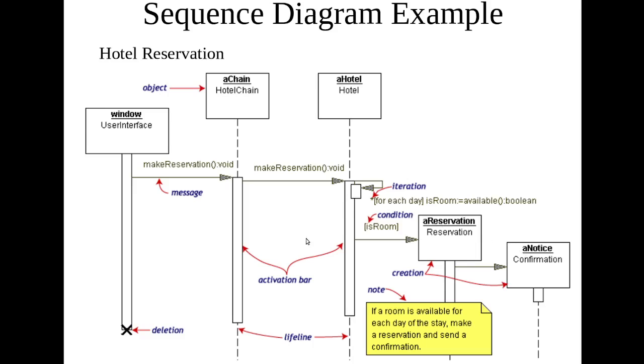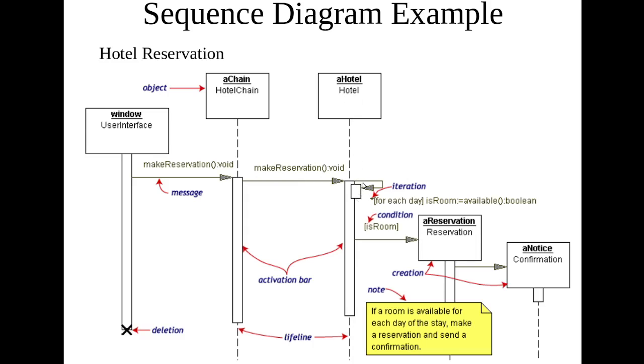Here is another example of hotel reservation. Some of the objects are there, you can see. And what is happening, this is the window interface from where a method will be initiated, which will be make reservation, and it will come to another object where it will start reservation. It will call another reservation to the different hotels.